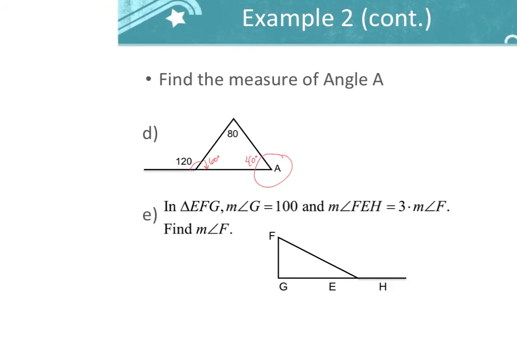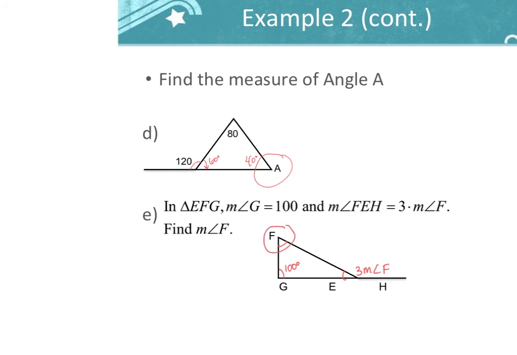All right, so E, F, G. Remember, E is this angle, F is this one, and then G is this one. If the measure of angle G is 100 degrees, and the measure of angle E, H is 3 times the measure of angle F. Interesting. And then it wants us to find the measure of angle F.